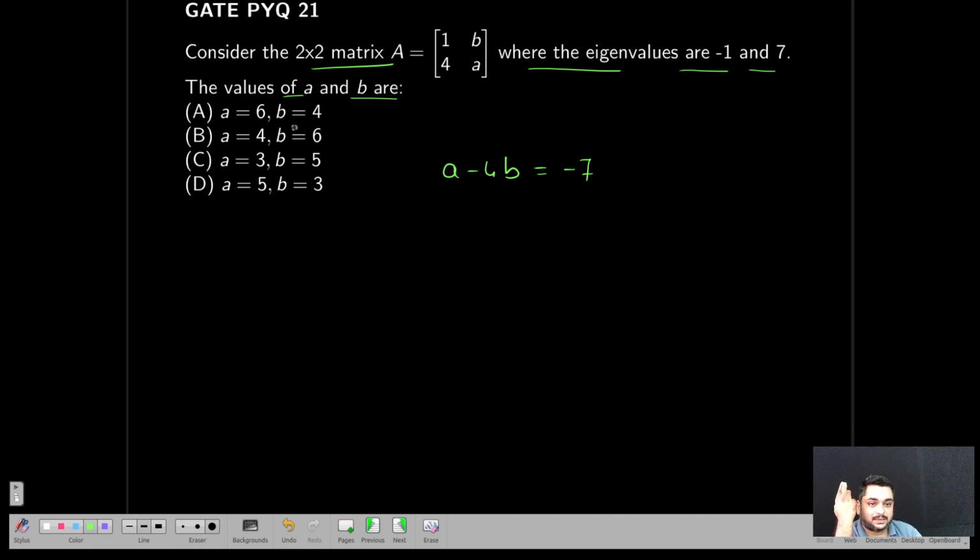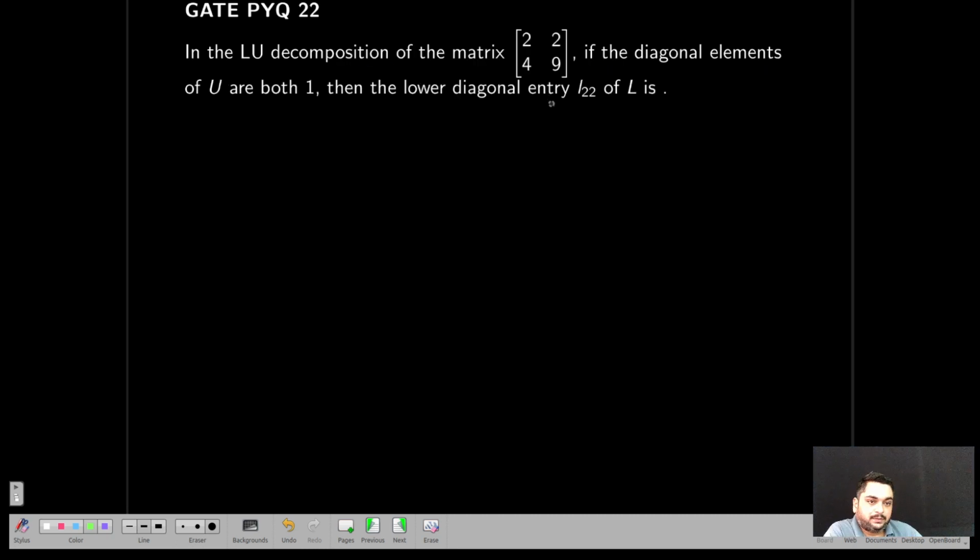So A is 6. 6 minus 16, no. 4 minus 24, no. 3 minus 15, no. 5 minus 12 is minus 7. So this is the answer. Next, LU decomposition of the matrix. If the diagonal elements of U are both 1, then the diagonal entry L22 of L is.